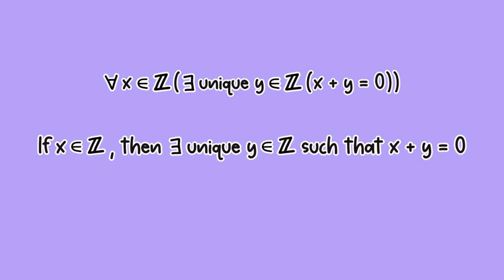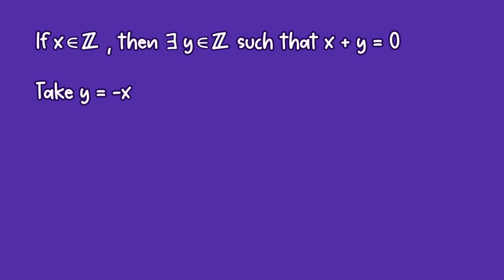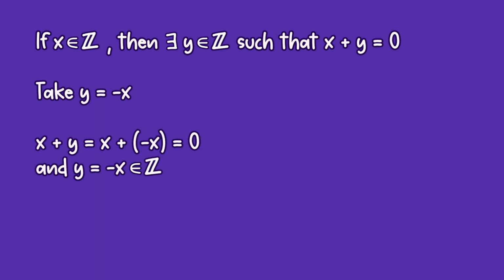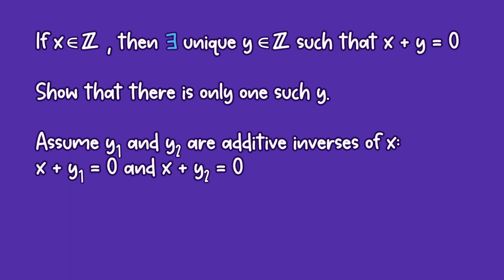Let's change this statement into a conditional one so that we have a starting point. First, we'd have to find an example of y to prove its existence. Well, we have -x, since their sum is 0, and -x is also an integer. To prove the uniqueness, let's assume that there are two such values for y that satisfy the additive inverse property, and we'll show that the additive inverse is unique by showing that these two values are actually equal.